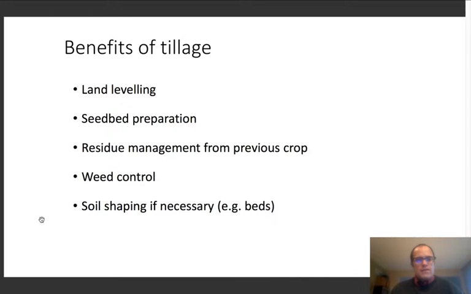You're also handling the residue from previous years, either to prevent seeds or to allow your crop to flourish in a clean space. You're also preventing weeds, and especially in the case of beds, you're shaping the soil in ways that benefit the crop.